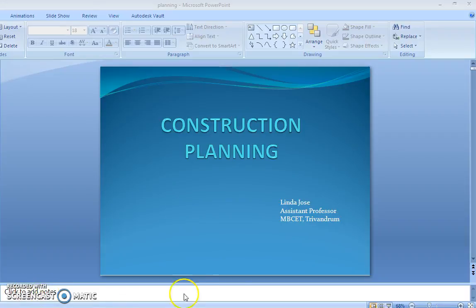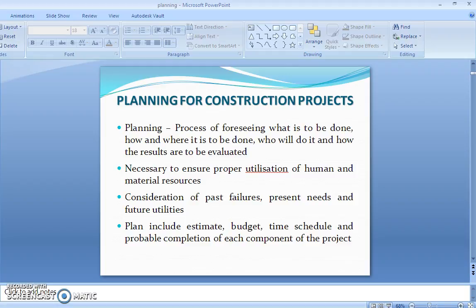Today we'll be discussing construction planning. So what do you mean by planning? Planning is the process of foreseeing what is to be done, how it is to be done, where it is to be done, who will do it, and how we have to evaluate the results.